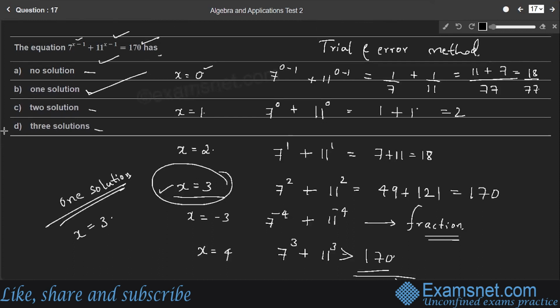Here, students, we are using the trial and error method. That means we have to assume the value of x as 0, 1, 2, 3, and so on. Or you can consider less than 0 also, minus 1, minus 2, and so on, right? Only for one value of x, which is 3, the equation gets satisfied. Therefore, option B is the right answer.